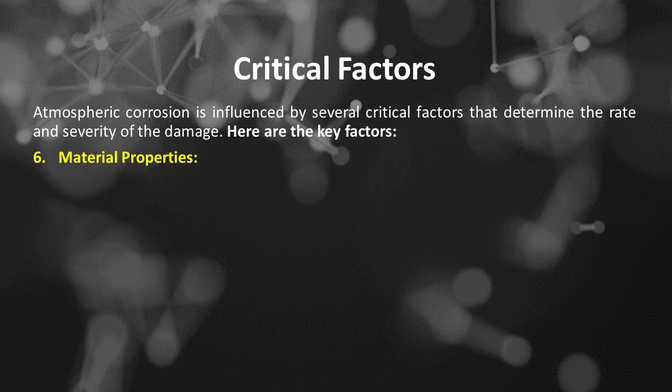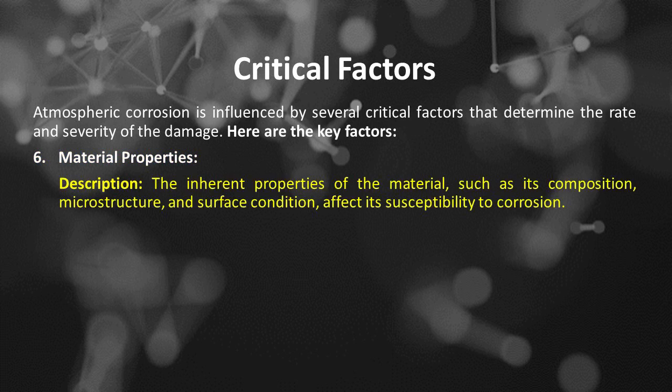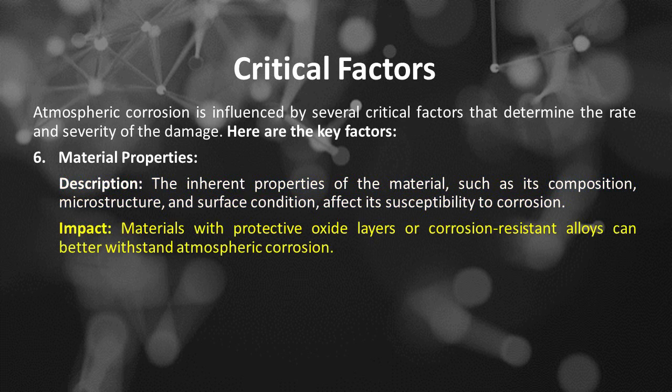Critical factor number 6 is material properties. Description of material properties. The inherent properties of the material, such as its composition, microstructure, and surface condition, affect its susceptibility to corrosion. Impact of material properties. Materials with protective oxide layers or corrosion-resistant alloys can better withstand atmospheric corrosion.